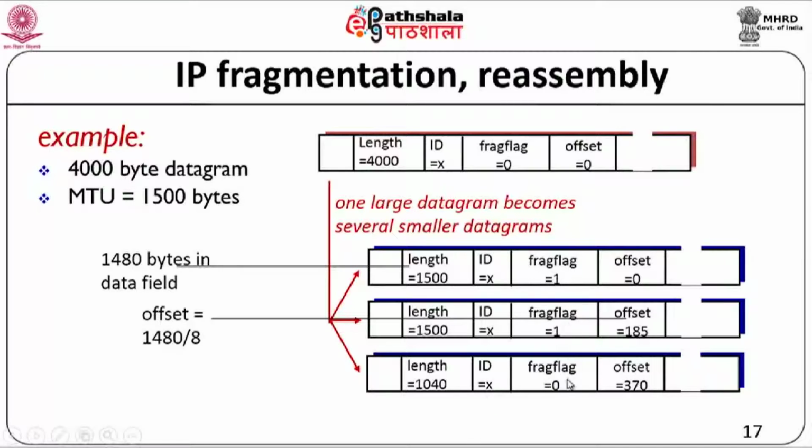The flag will tell me whether it's a last fragment or there are more fragments to come, and these offsets will tell me, if I arrange them in ascending order of offsets depending on the length that I have, I can put back all these fragments together and get back my original datagram. Okay. So, this is something which is carried out by IP, to do its fragmentation and reassembly.